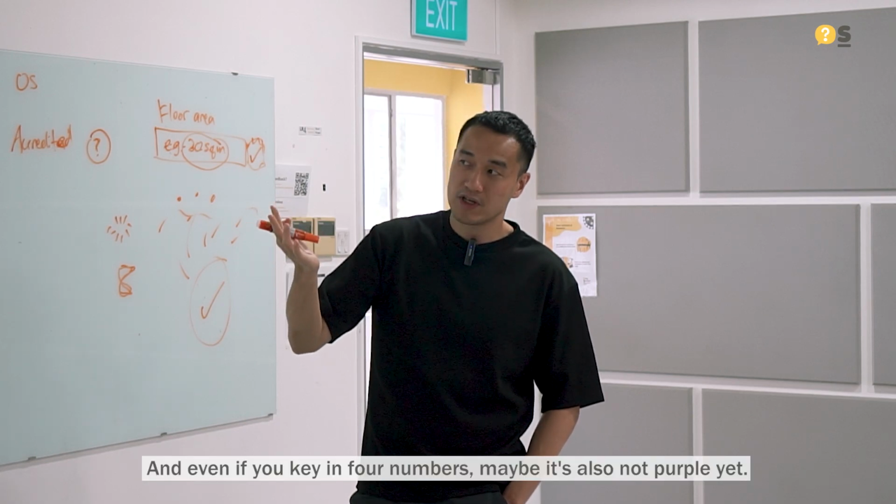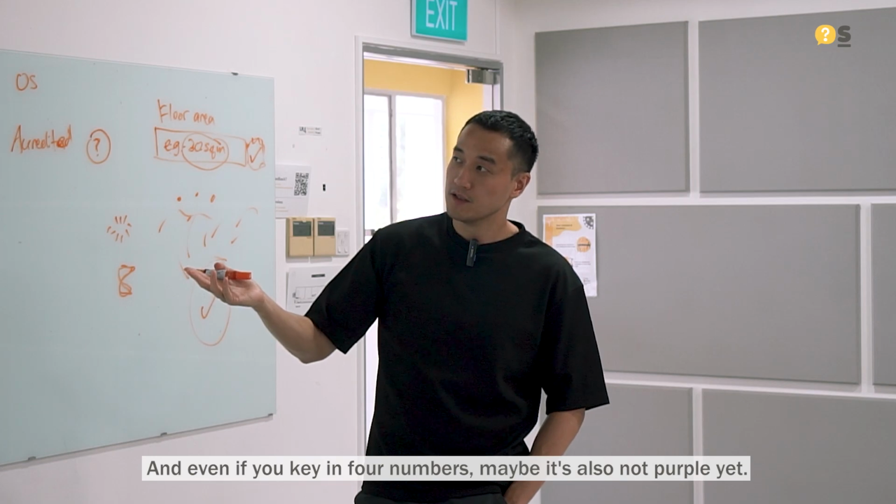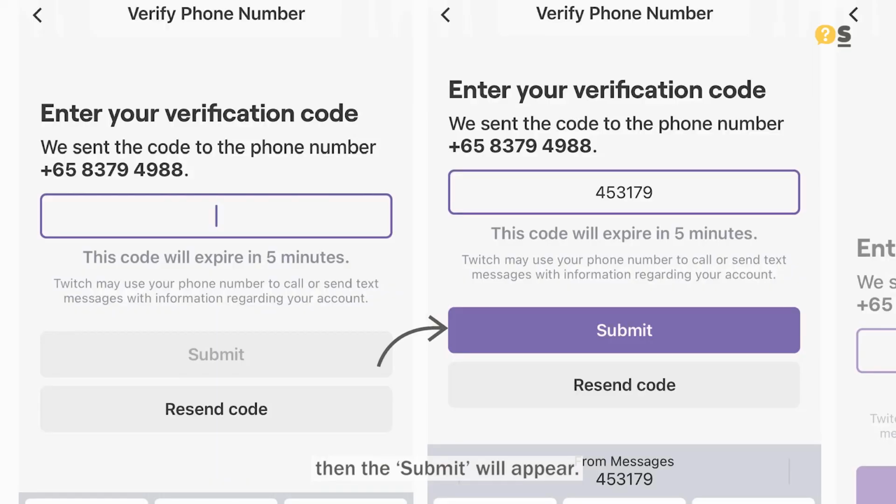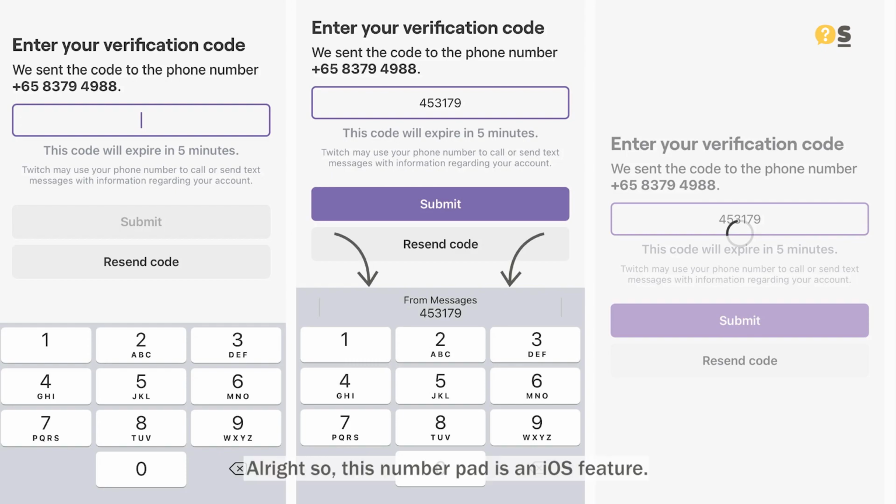And even if you key in 4 numbers, maybe it's also not purple yet. So if you key in the right number of code, six letters, then the submit will appear. So that is also user validation. It's more design, but that's okay. Right, so this numpad is an iOS feature. So iOS also has a copy from here. If it's just 453179, I'm not sure what to do with this because I don't know whether I can click it or not. But if I put the prompt messages, okay, my messages have this number. And if I want to clear, I can just press this and it will just go in.